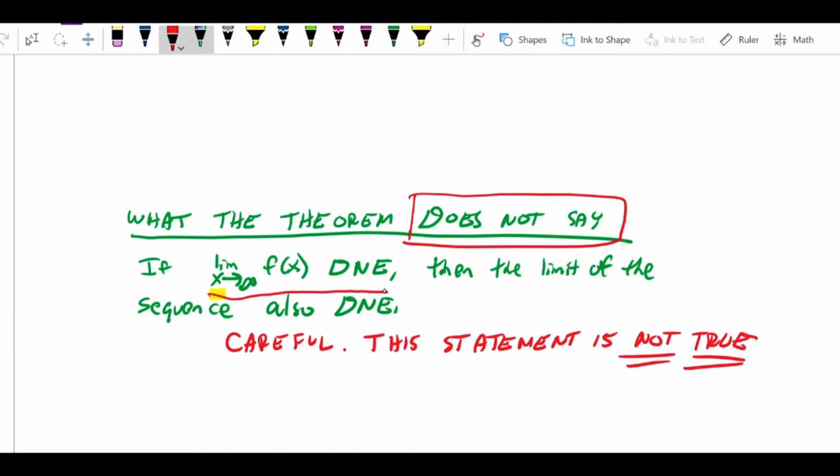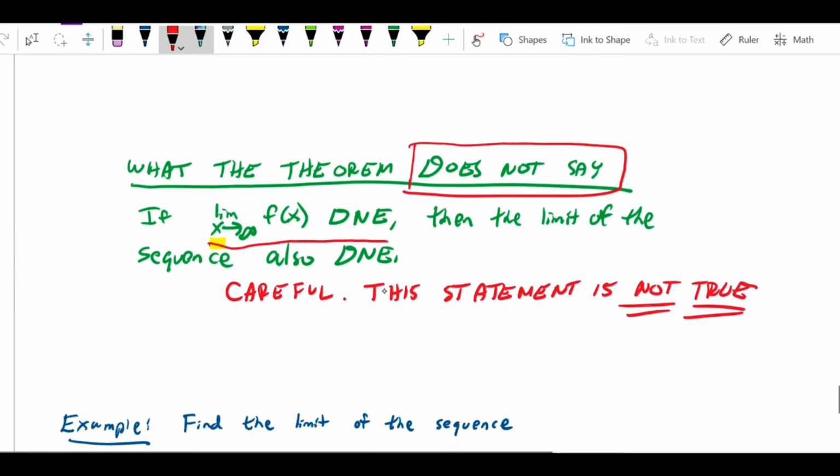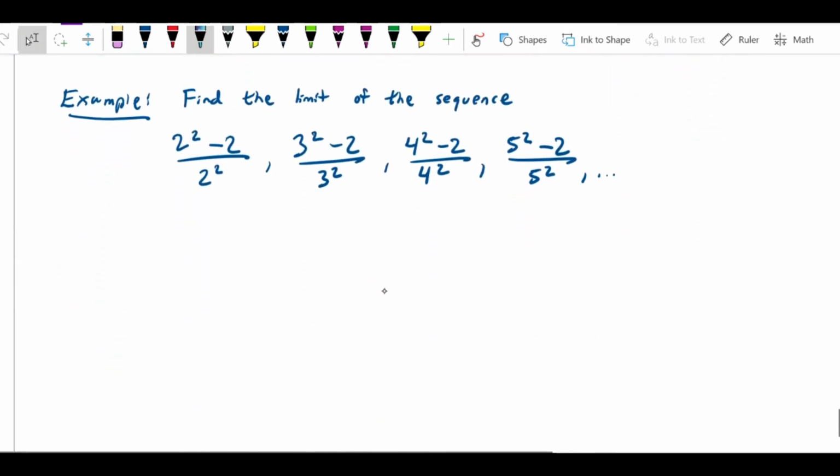This is a time not to be learning a new thing, but to be reviewing what you already know about limits of functions as x approaches infinity. So let's do this example, and this is the only one where I'm going to do it very formally, by actually doing the formal replacement of n with x. Let's find the limit of this sequence. The first term is (2 squared minus 2) over 2 squared. The next term is (3 squared minus 2) over 3 squared, then (4 squared minus 2) over 4 squared, etc.